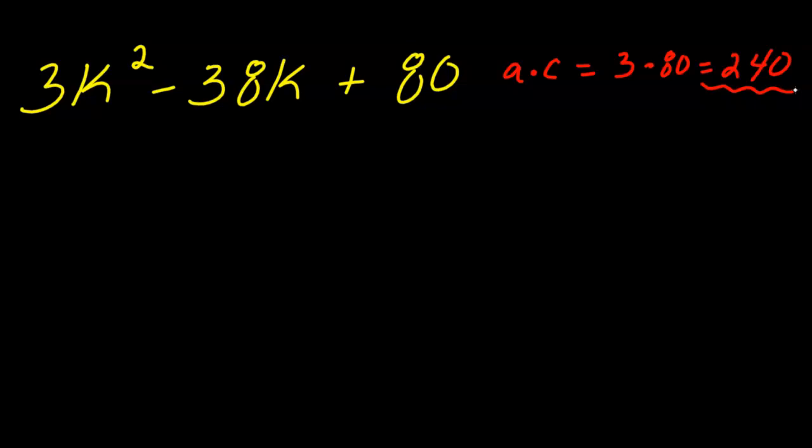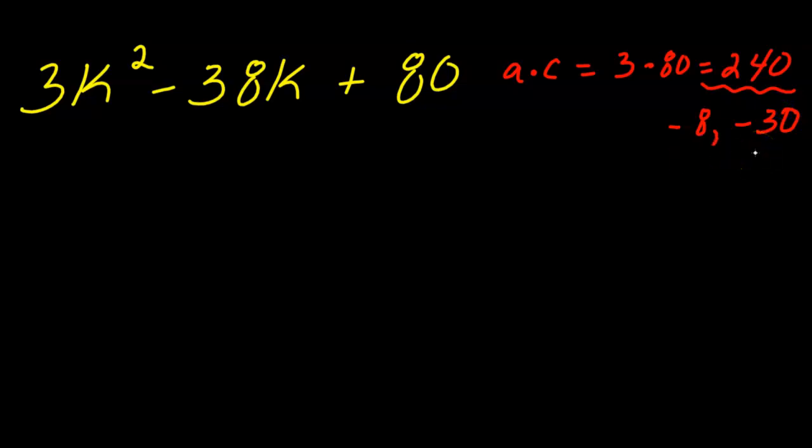So it's a positive 240, it's a -38, so both my signs are going to be negative. We're going to use -8 and -30. Sometimes the hardest part is finding these two numbers.